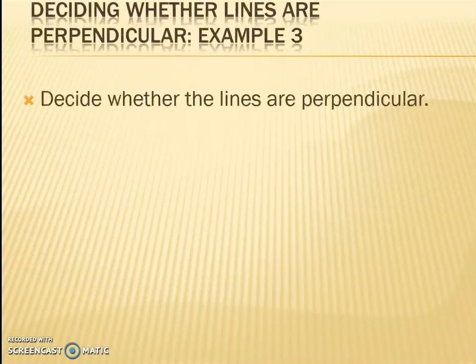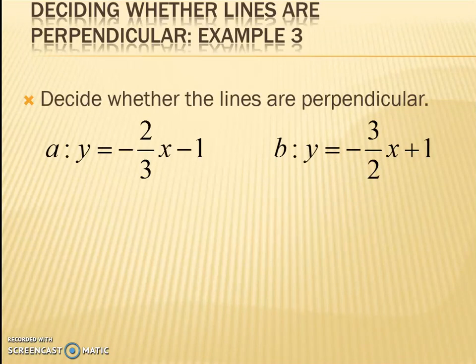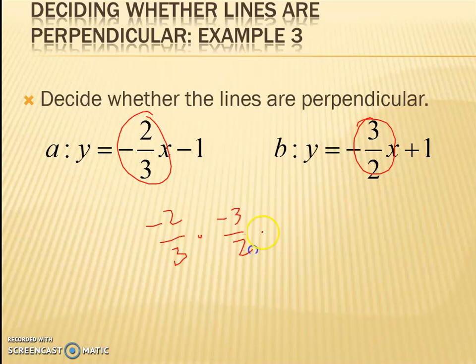So we're going to look at example 3. Decide whether the lines are perpendicular. Right here, we're going to look at these two equations, and as you can see, these two are slopes. They're not perpendicular. Even though they are reciprocals, one is negative and the other one is negative, so they need to have opposite signs. If I multiply these two, -2 over 3 times -3 over 2 is positive 6 over 6, which is positive 1. The product needs to be -1. So no, that's not perpendicular.